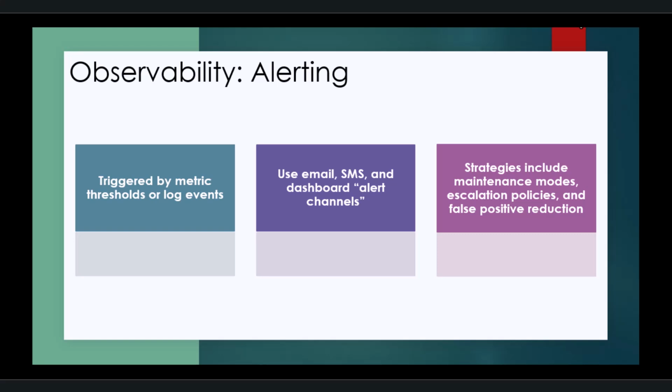Maintenance modes temporarily suppress alerts during planned maintenance to prevent noise from expected changes, like server restarts or patching. So this avoids alert fatigue and it reduces false alarms. And then escalation policies define who gets notified and when, especially if the primary responder doesn't acknowledge the alert. This ensures that critical issues don't go unattended, and it adds redundancy to response workflows.